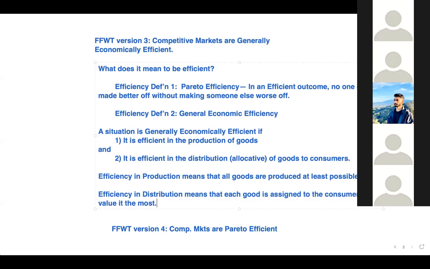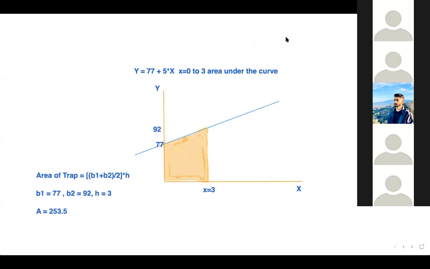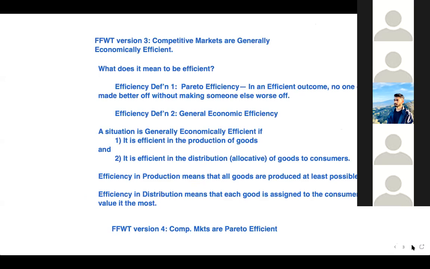So general economic efficiency has those two pieces to it. It has productive efficiency and distributional efficiency. So let's talk a little bit about distributional efficiency, and then we'll leave it here and pick it up next time. So what do you think about efficiency in distribution? Does it make sense to you?